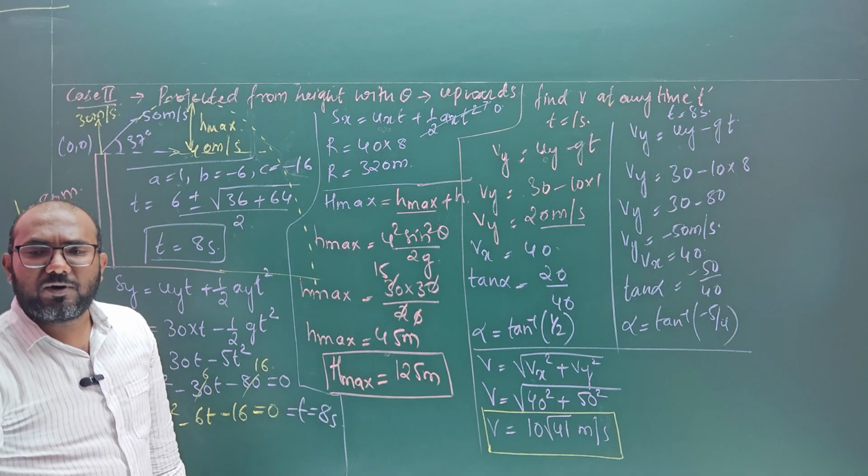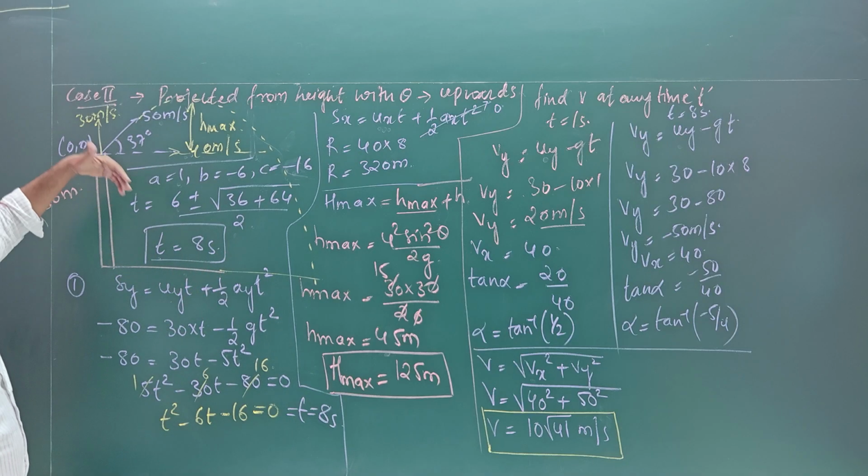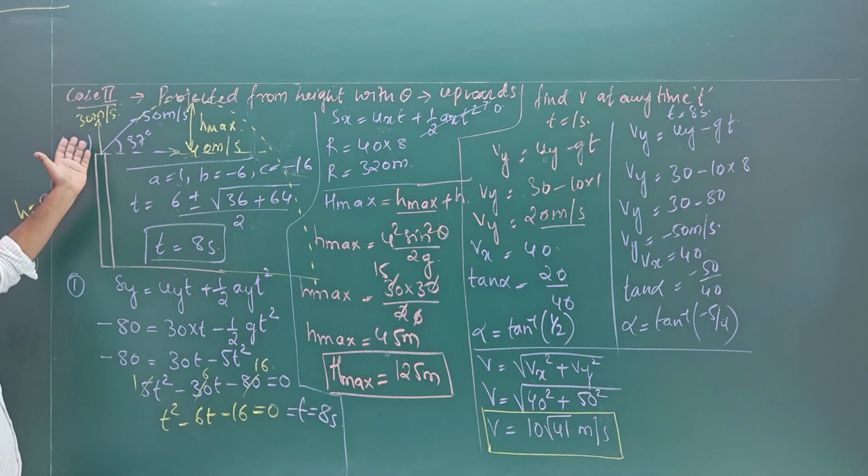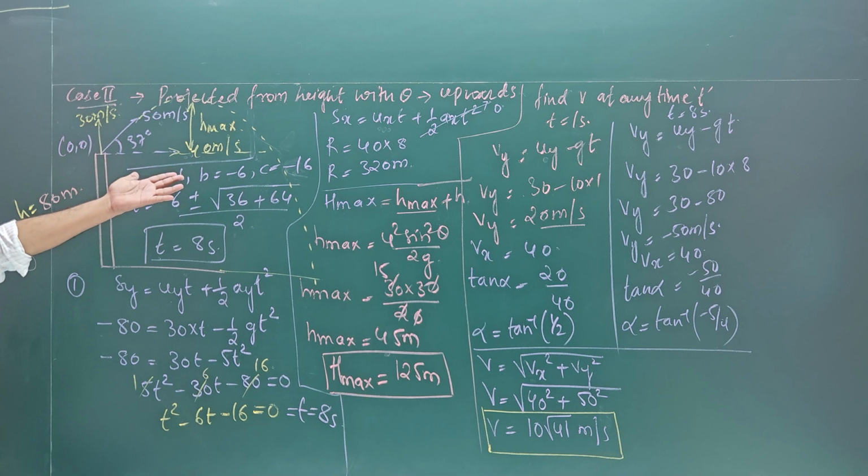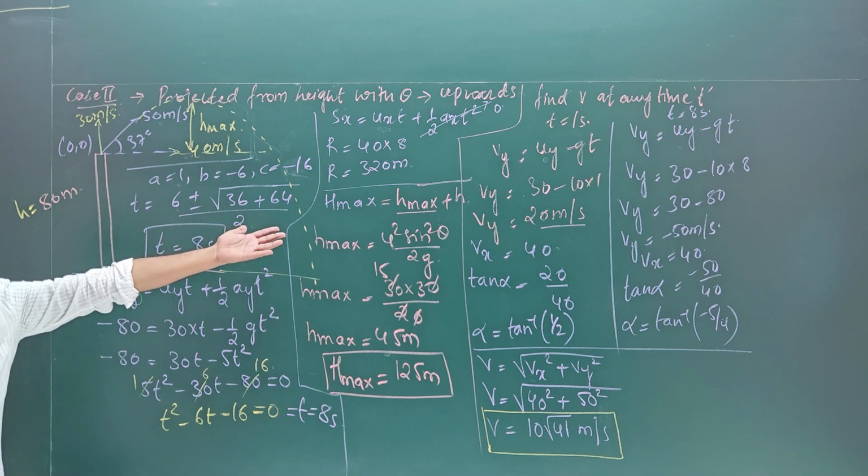We just need to remember what things are happening. All the things above the line are taken as positive, below the line taken as negative. For a projectile, the point of projection should be considered as (0, 0). Yes or no? All three equations, the basic three equations. That's it. Got my point?